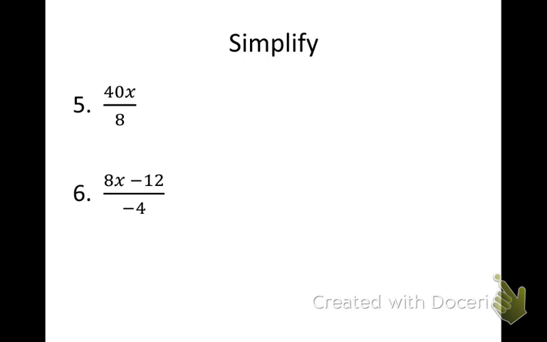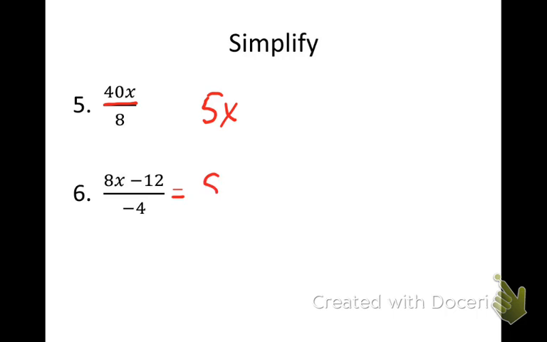All right. What's the fraction bar mean? It means divide. So another way to just think of this or read this is 40x divided by 8. Now we cannot add or subtract if they don't have the same variables, if they're not like terms, but we can divide. So 40 divided by 8 is 5, and then we have the x, so 5x.